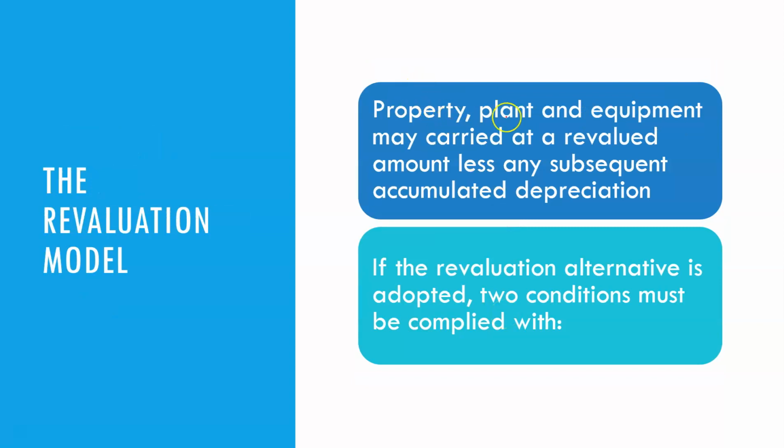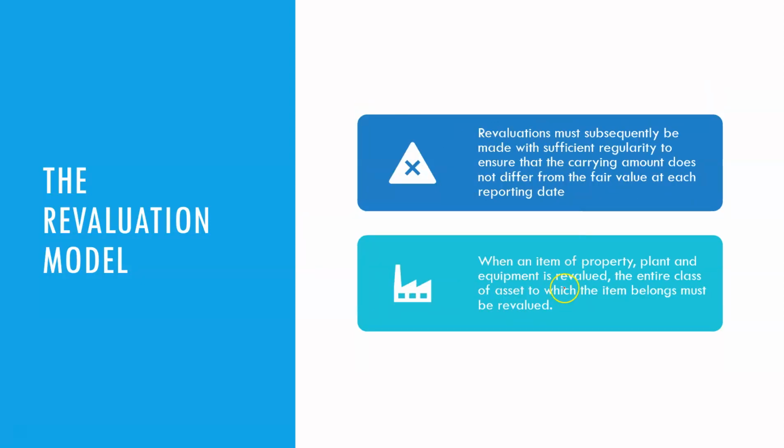So property, plant, and equipment may be carried at a revalued amount less any subsequent accumulated depreciation. So you must still depreciate. I'll repeat that. You must still depreciate. And if the revaluation alternative is used, you must do this regularly. I mean, we want these things to be true and fair. We want them to be regular.